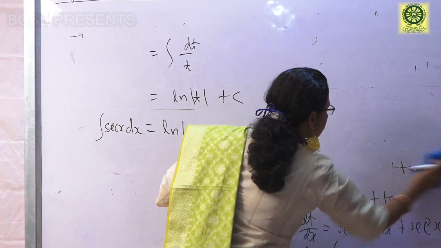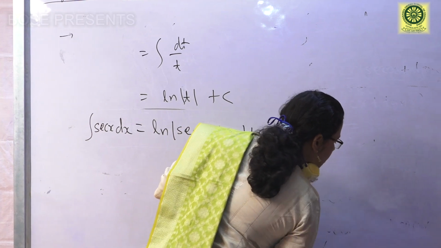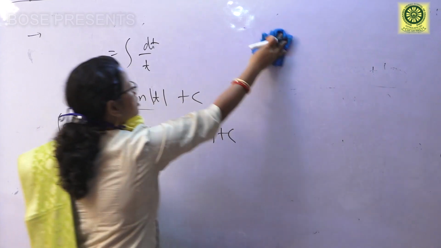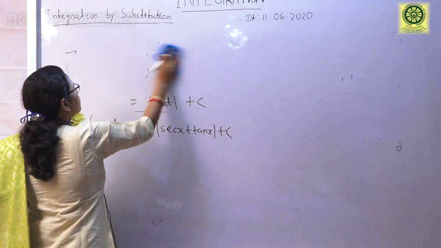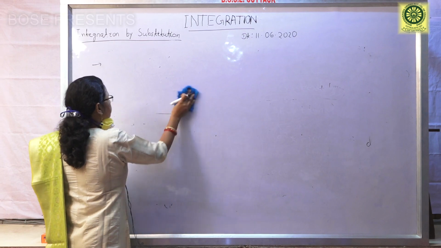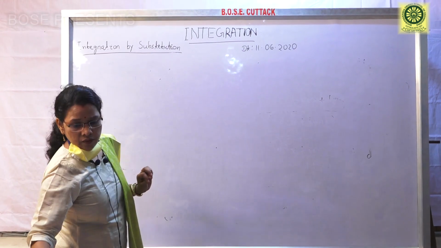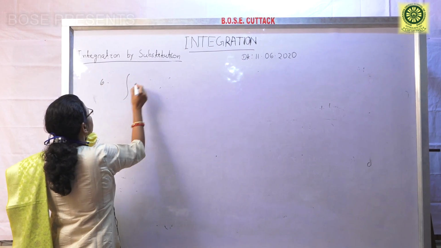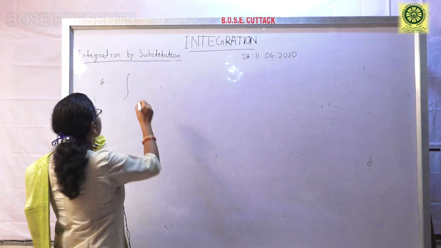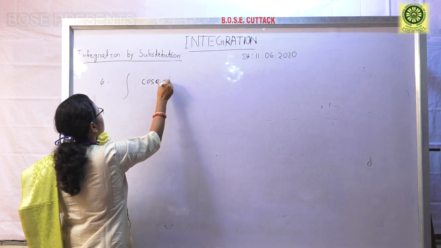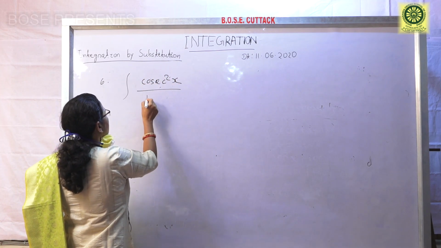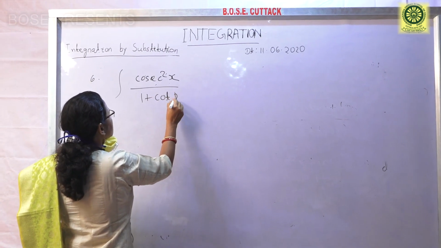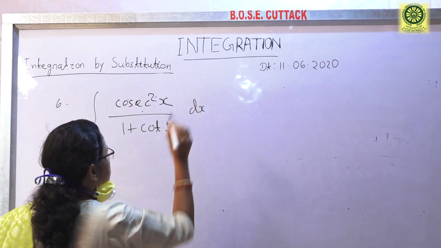Okay. So you have to memorize these also. Then let us do some problems from your exercise related to this. That is your question number 6. Integral of cosec square x divided by 1 plus cot x, with respect to x.